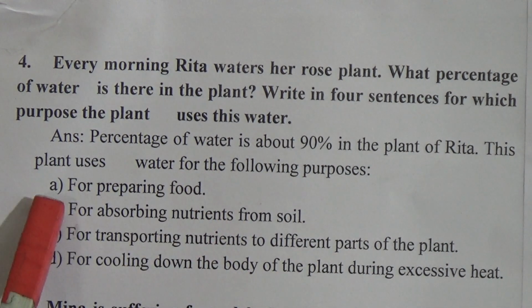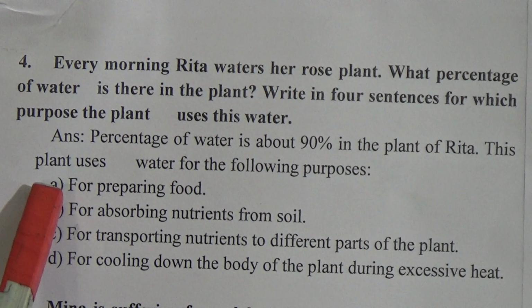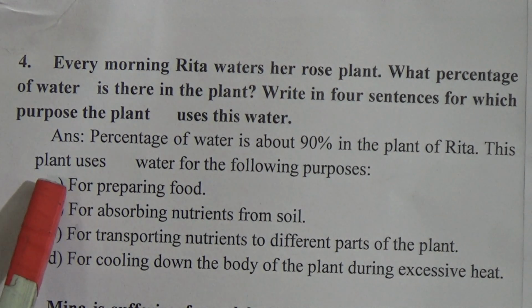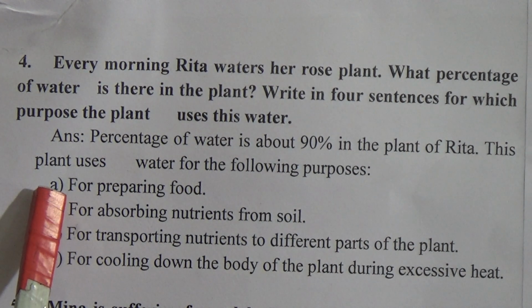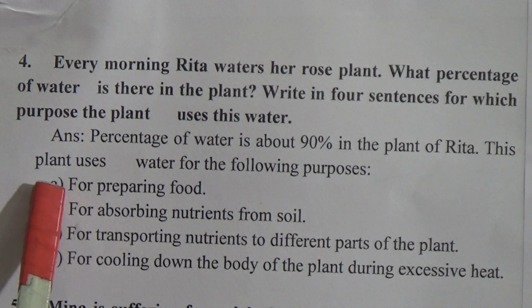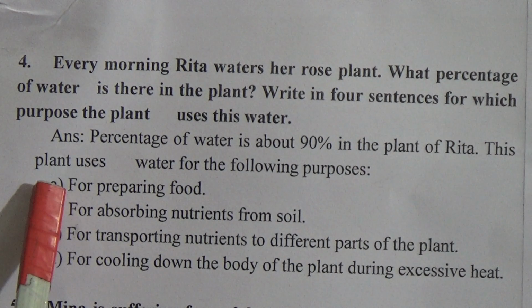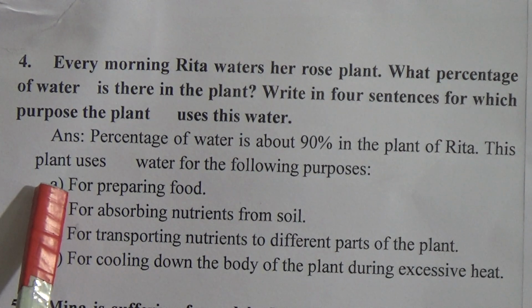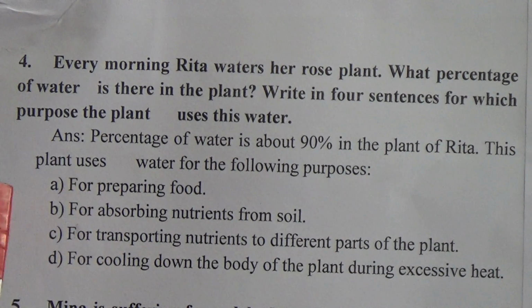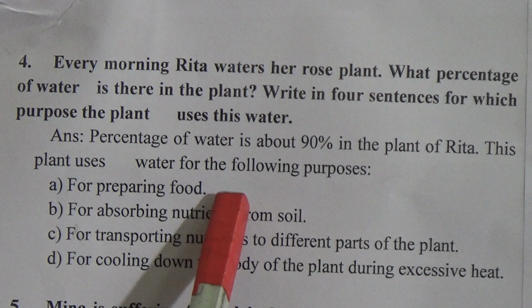We know the plants make their food by taking carbon dioxide from the atmosphere, and with that carbon dioxide they need water that they absorb with their roots from the soil, and with the presence of sunlight they prepare their food, and that's why they need water for preparing food.